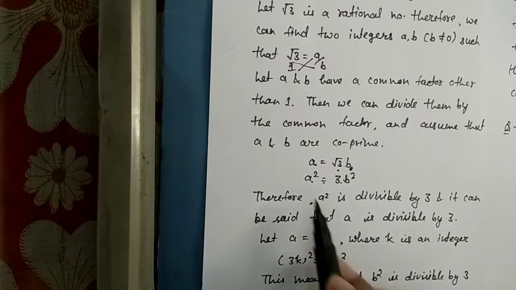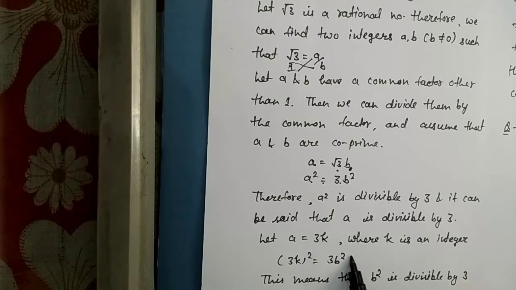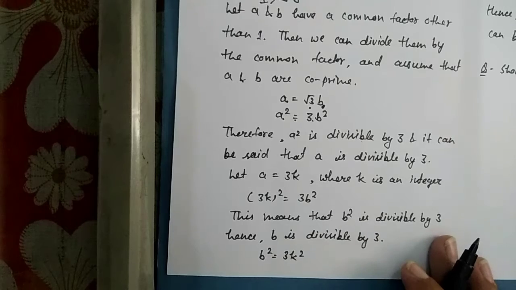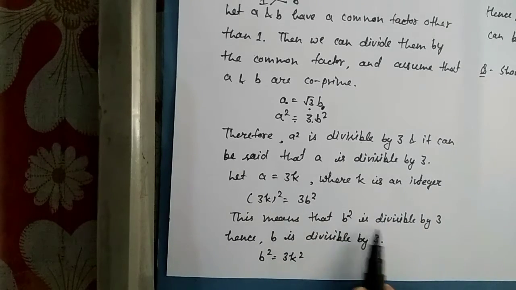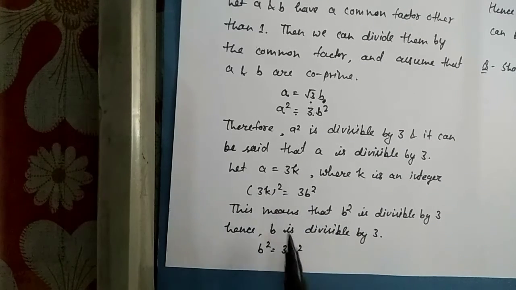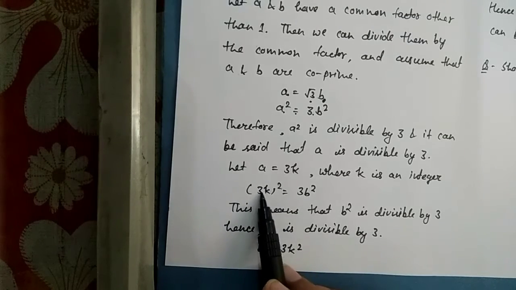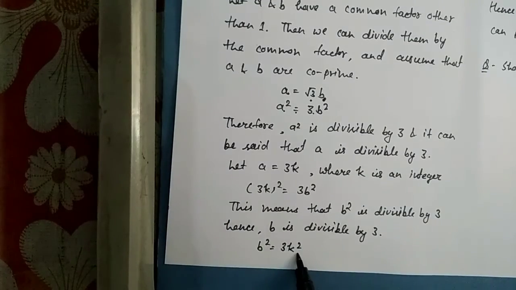ठीक है? Now put the value of a here, then (3k) square is equal to 3b square. ठीक है? This means that b square is also divisible by 3, hence b is also divisible by 3. If b square is divisible by 3, then b is also divisible by 3, right? So, by solving this, b square is equal to 3k square. Okay? If we square 3k, we will get 9k square, na? So 3 3s are 9. यानी कि 3k square, right?